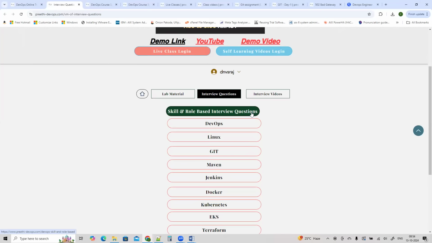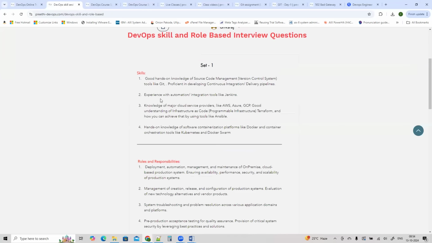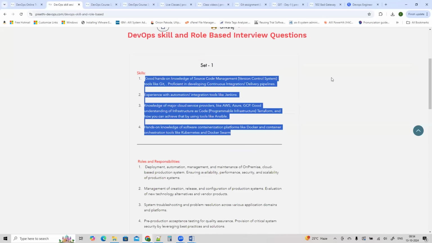So how do we match that job description with our resume? We have to go through the job description first and modify your resume according to the requirement of the company. For example, go to the skill-based interview questions. These are the roles and responsibilities of a DevOps engineer, which required 5 years of experience.